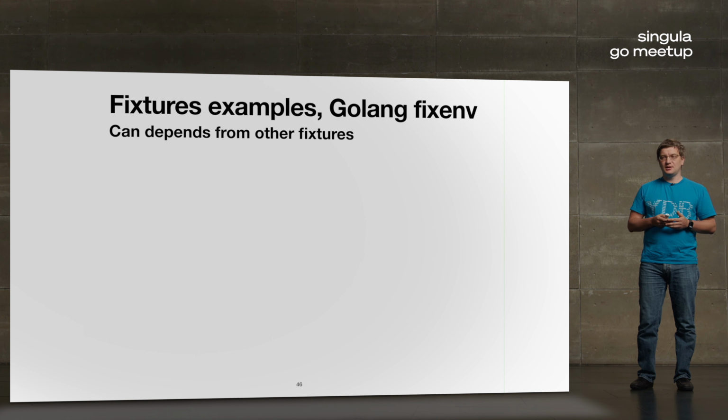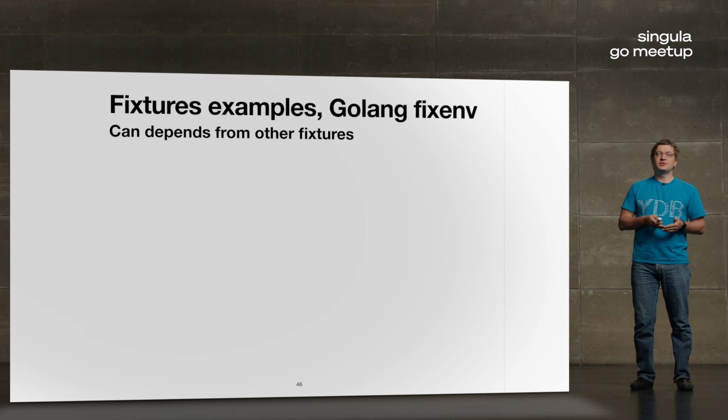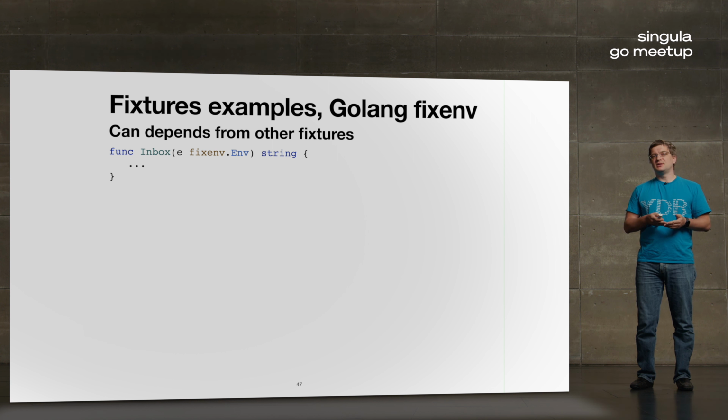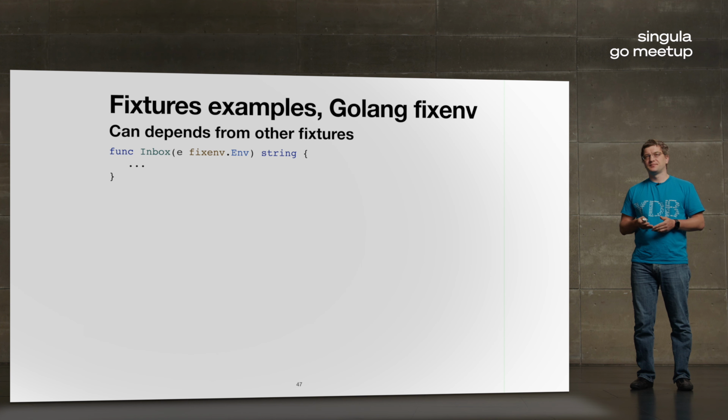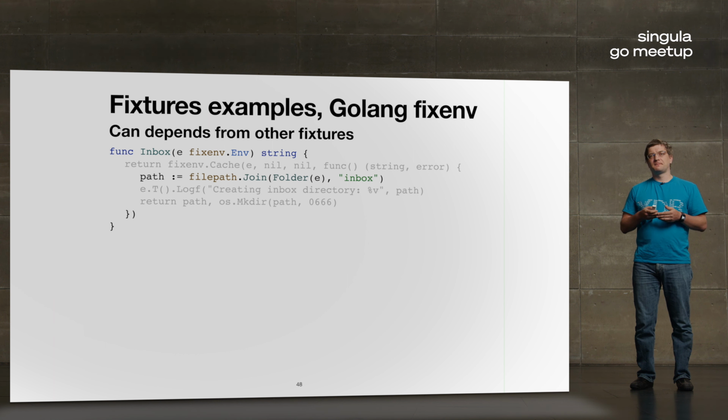For example, if we need some special folder, for example inbox, in our working folder, and inbox is needed in many tests, we can create another fixture, inbox. The inbox fixture can call the folder fixture. The folder fixture will create a temporary folder. Then inbox receives the good temporary folder, creates a path for inbox inside the folder, and returns it.